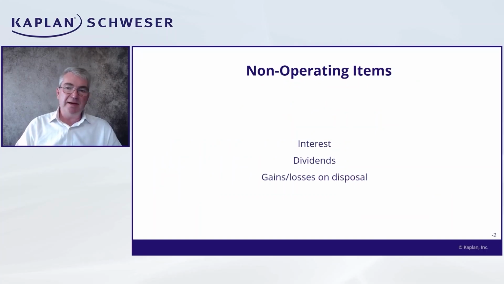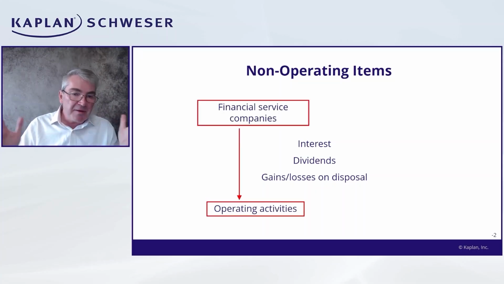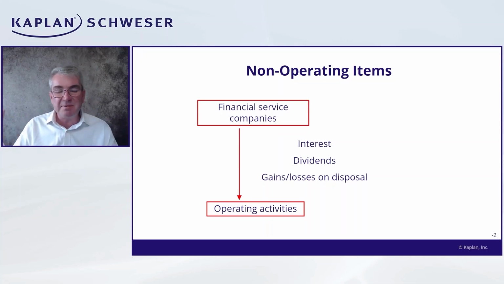Well, we've touched on this already: non-operating items. In particular, I'm looking at interest, dividends, gains and losses on disposal of investments. Are those operating items? Are they non-operating items? Well, the ultimate decision is with the company when they're producing their accounts and the analyst when interpreting their accounts. Because, of course, if I'm a financial services company, a bank, an investment fund, receiving interest, receiving dividends, making gains and losses on investments as I trade them is part of my day-to-day operating activities. So I would expect to see these items included in operating activities.